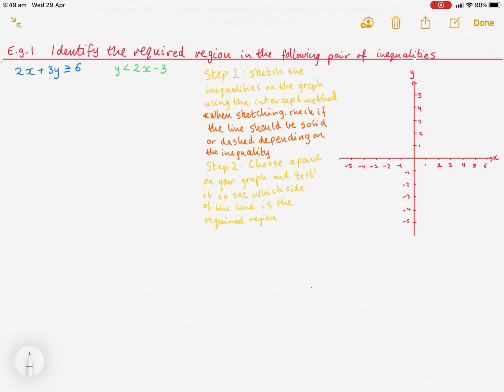Okay, today I'm doing an example out of 4.9 solving simultaneous linear inequalities, which you would have already done yesterday. This is just another example to show you. So we've been asked to identify the required region. Okay, so they're simultaneous inequalities, so they both need to be sketched on this graph.